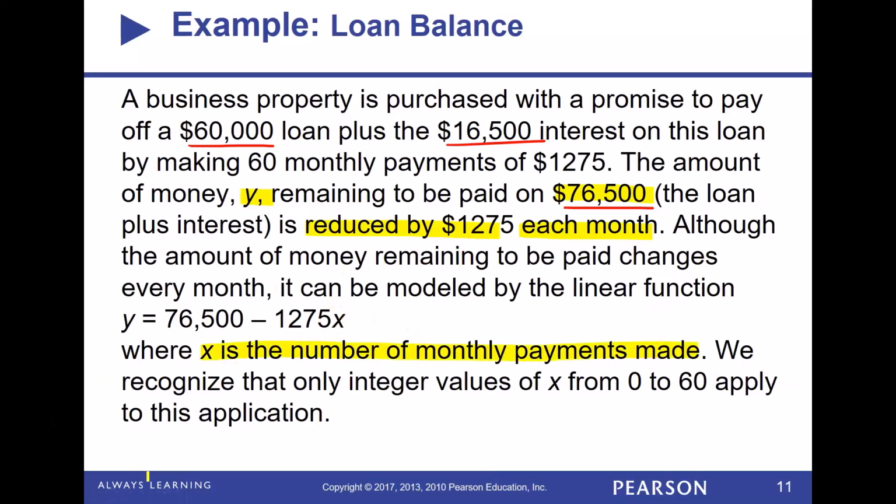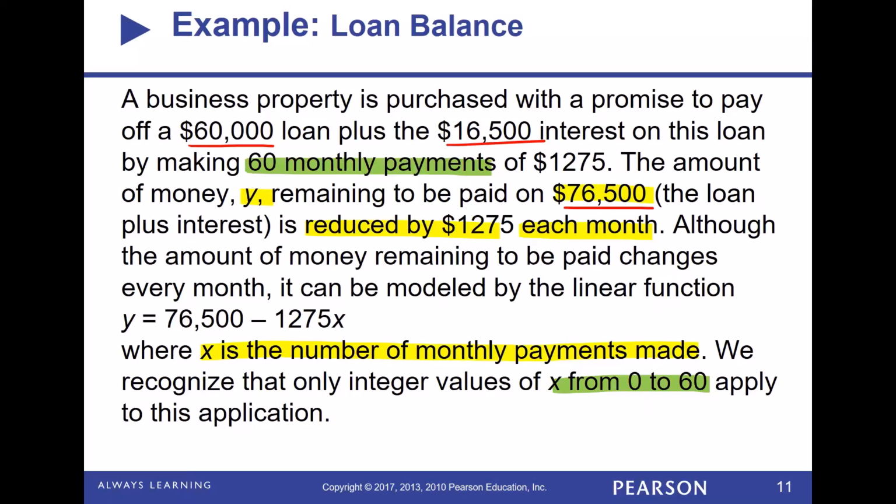Now, earlier in the problem, we talked about how we know that x is only going to go from 0 to 60 because we're making 60 monthly payments. So we have a limit on what x can be, but we can still take this and apply a lot of other things.